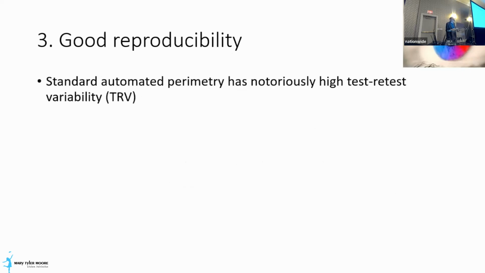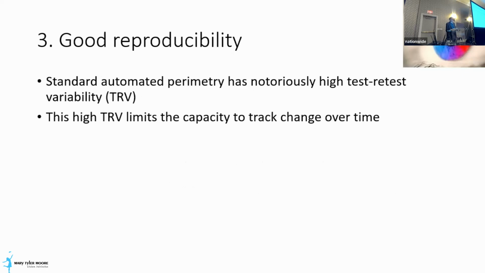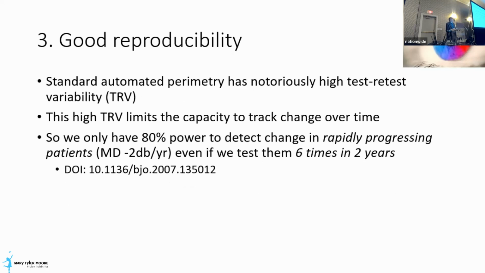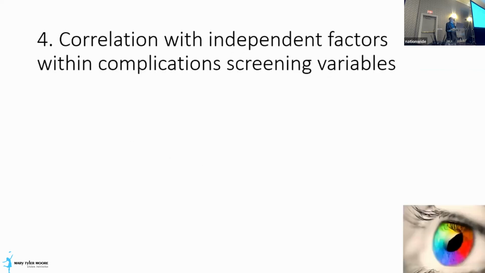Good reproducibility. I mean, I've worked with glaucoma for a long time, and standard automated perimetry has notoriously high test-retest variability. That limits our capacity to track change over time. So the accepted dogma is that we have only an 80% chance of detecting rapidly progressing patients if we test them 6 times in 2 years. Of course, no one does that clinically. And we do need to use perimetry or something equivalent in diabetes, but we need to be careful.